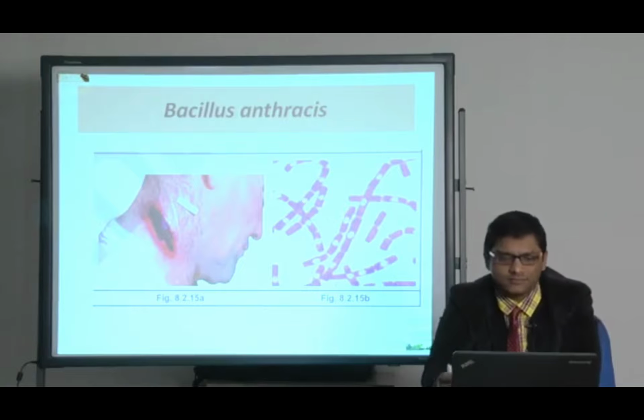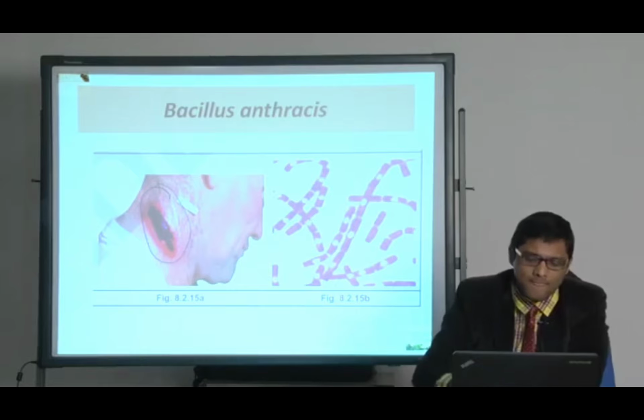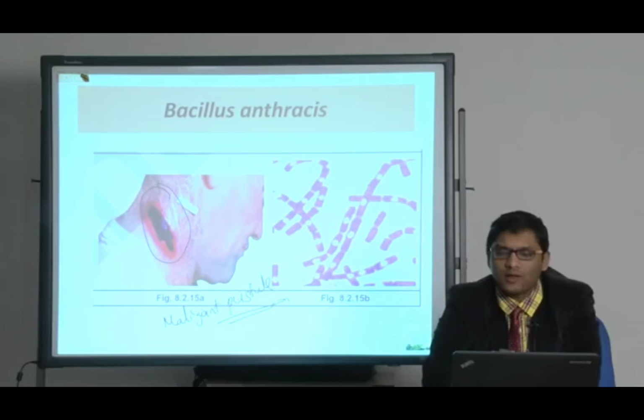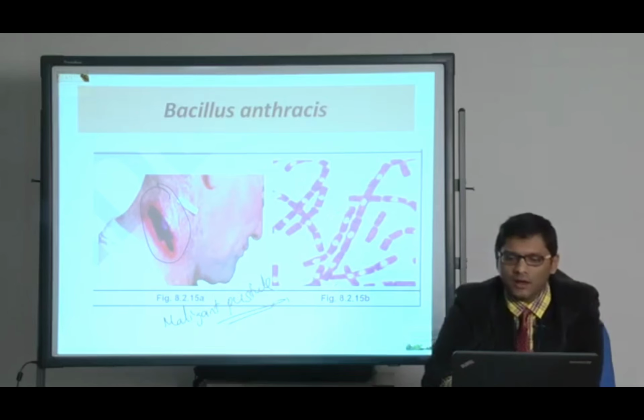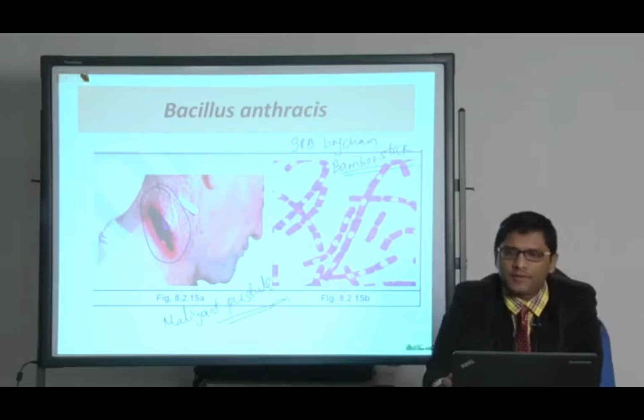Bacillus anthracis. Next, this particular picture denotes malignant pustule. Is it malignant or not? It has no malignancy. Because of the angry look, it is called malignant pustule. Gram stain appearance: gram positive bacilli in long chain. Which appearance? Bamboo stick appearance.